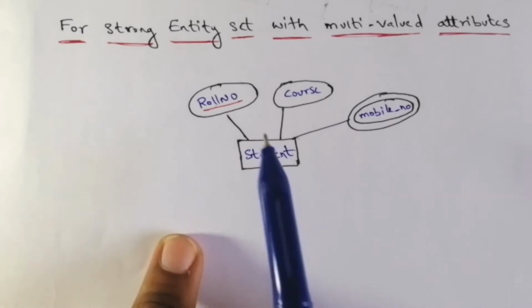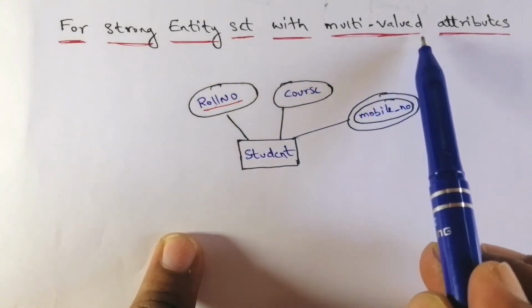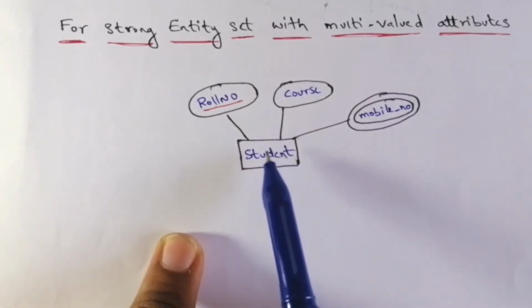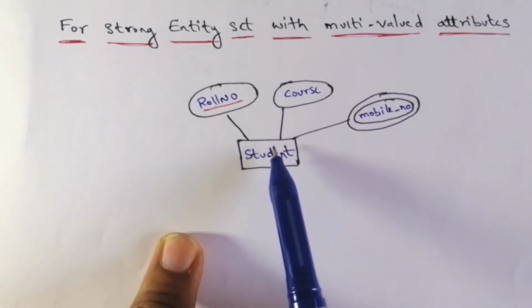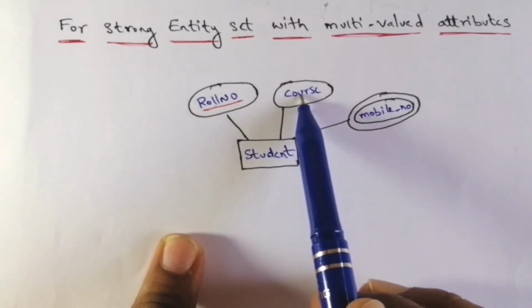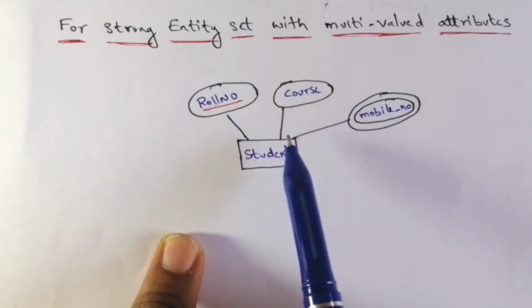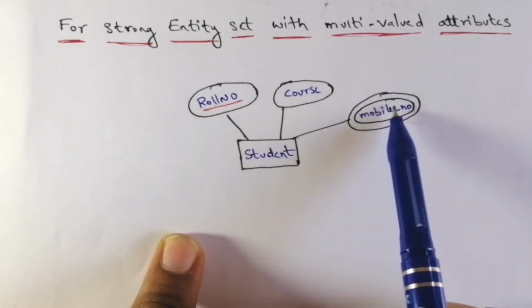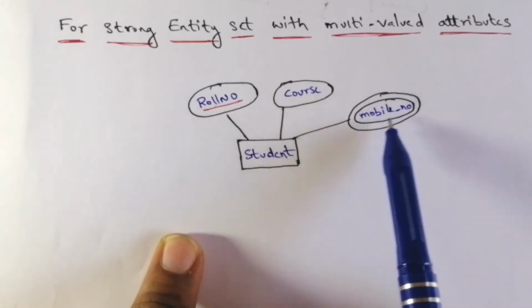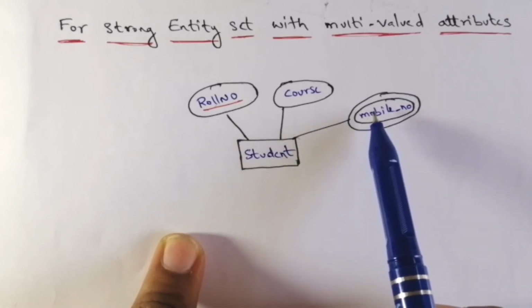Let us take the other case. In the other case, we have a strong entity set with multi-valued attributes. See here, we have an entity called student and it has three attributes. One is the roll number, another is the course and another is the mobile number. Roll number is the primary key, and mobile number is multi-valued, because there will be a situation of a student having more than one mobile, right?